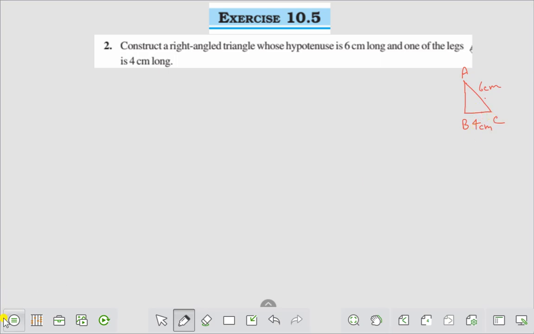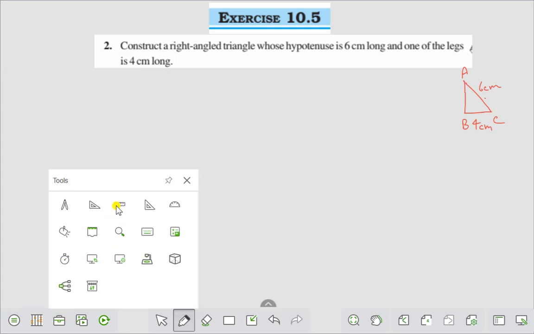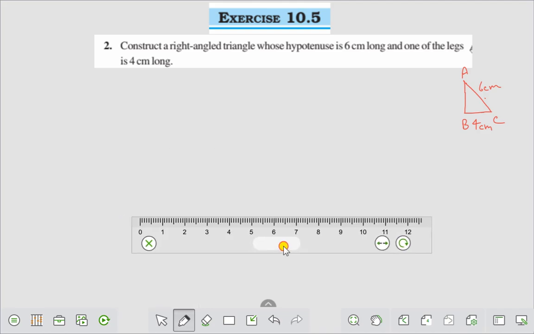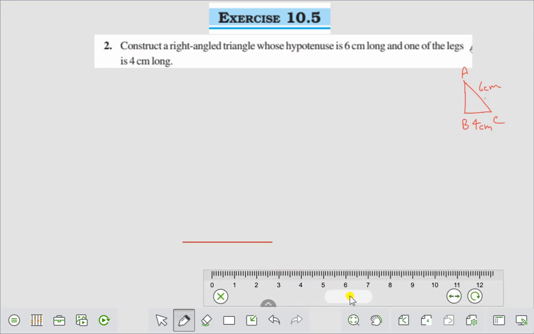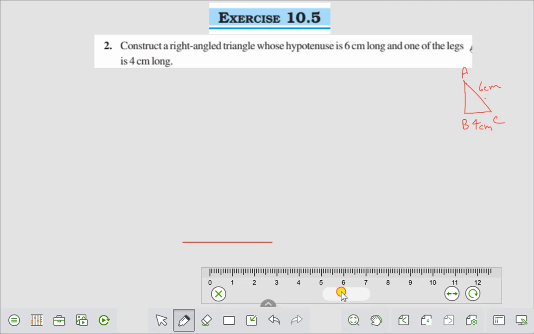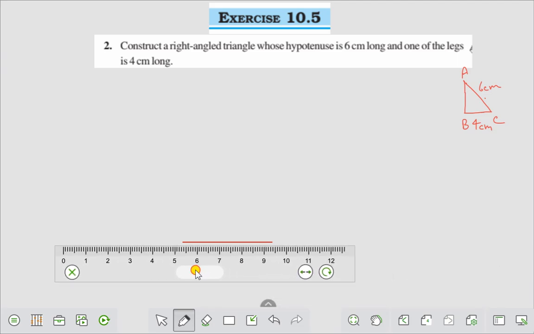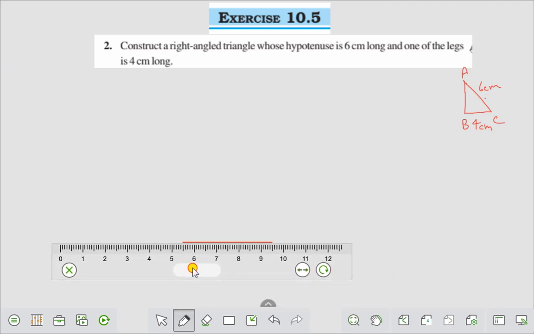Now to draw this triangle, first of all we need a ruler. Take a ruler first, and with the help of this ruler take the 4 cm side, that is here. From here you are getting this is exactly 4 cm long, right? This is 4 cm long. For that we have to extend this line to get 90 degrees.